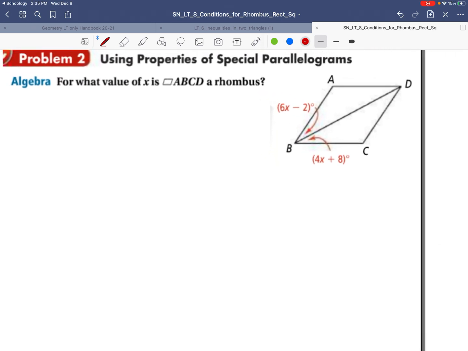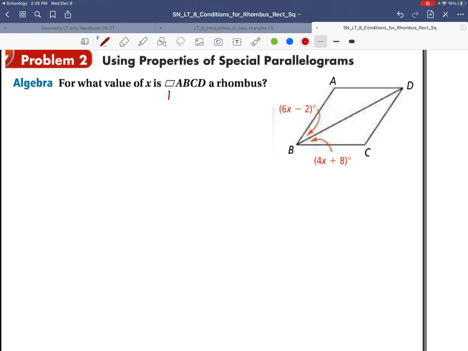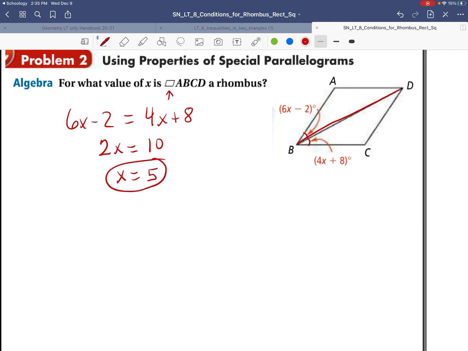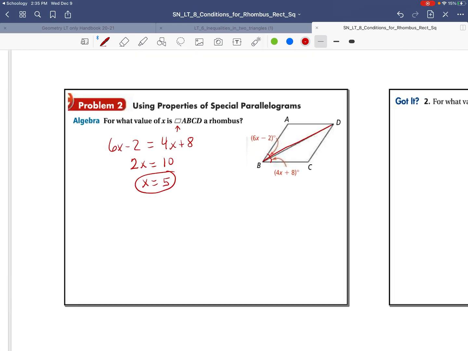Let's go over here. For what values of x is parallelogram ABCD a rhombus? What we know is in a rhombus, the diagonal bisects opposite angles. So 6x minus 2 must be equal to 4x plus 8. We're going to solve this. Minus 4x, add 2 and divide by 2. And we get x is 5. So when x is 5, parallelogram ABCD is a rhombus.